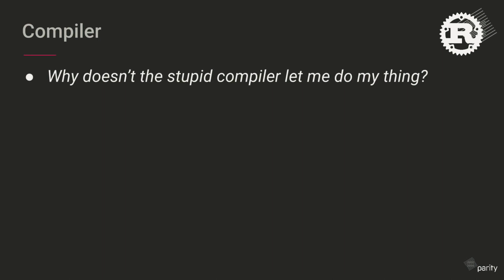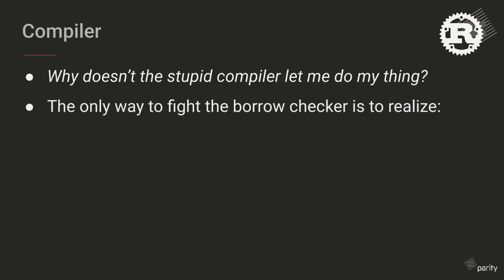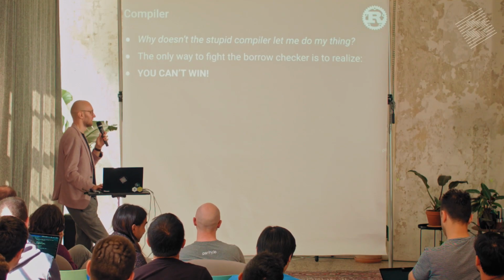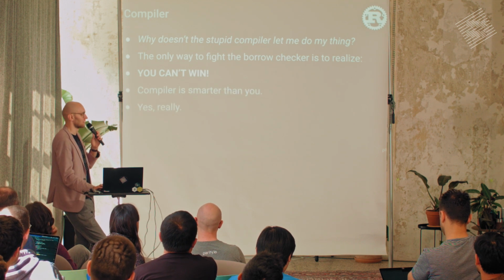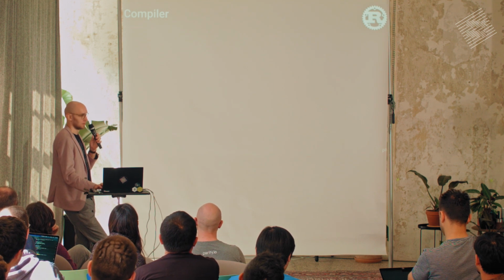And just a few closing remarks. "Why doesn't the stupid compiler let me do the thing?" That's what you will be running around asking when you do Rust. When you're trying to fight the borrow checker, you have to realize you can't win. This is a battle you cannot win. The compiler is right, and it's smarter than you. Yes, it's really smarter than you, because you're one person.